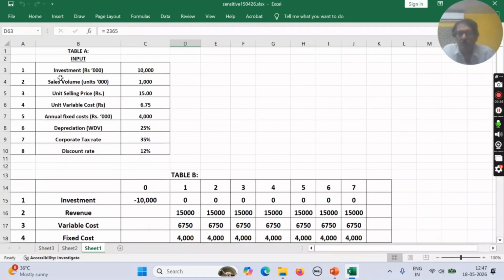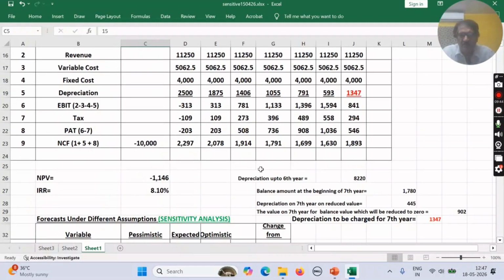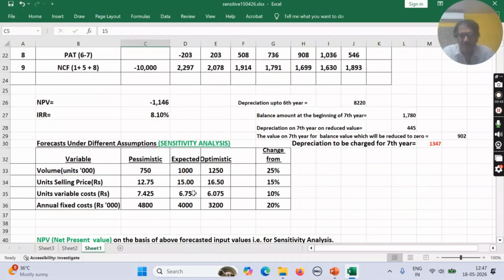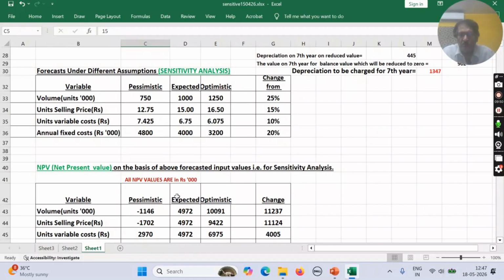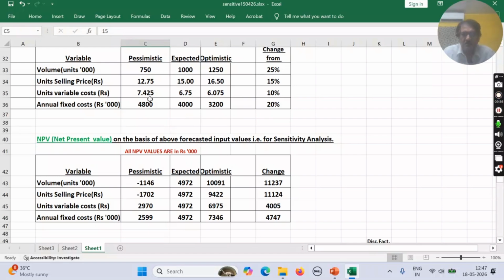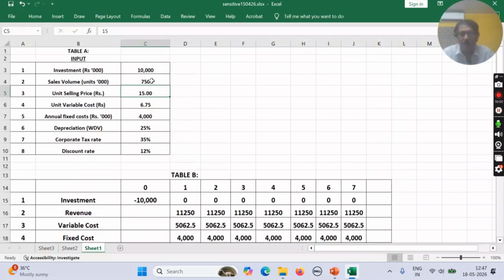Now sales volume 750. I am doing this, 750. Instantly you see the calculation is 1146. Just now I told you 1046. In this way all calculations you can make instantly by changing that variable. In this case only one variable I am changing at a time. So again I am going back to make it the original situation.